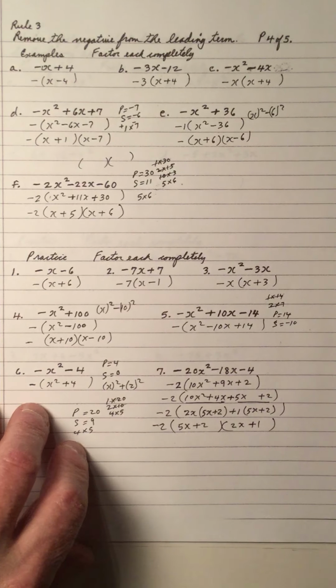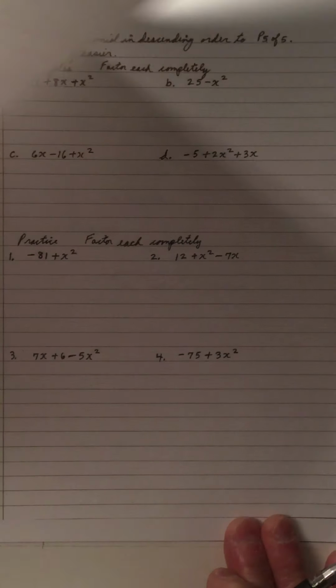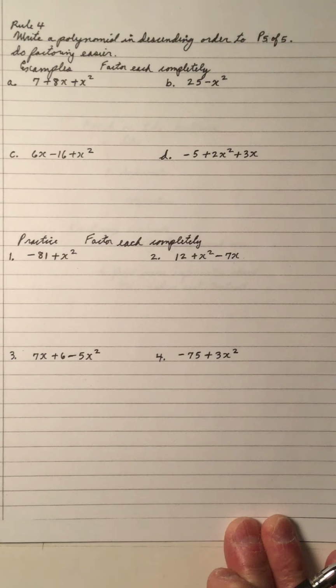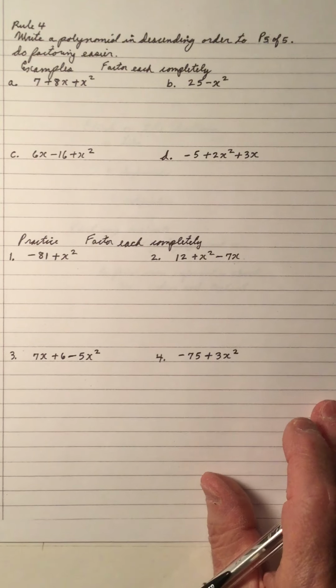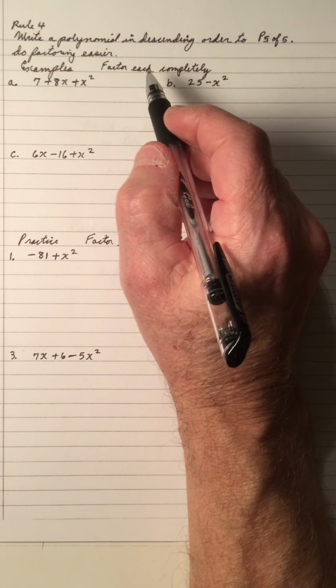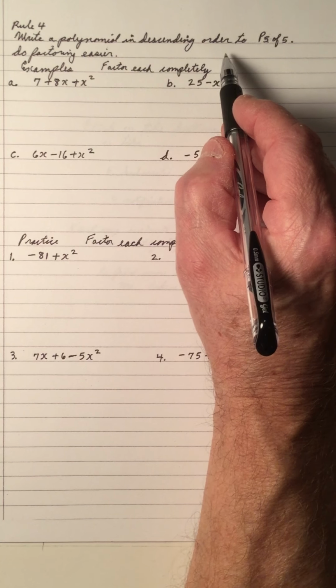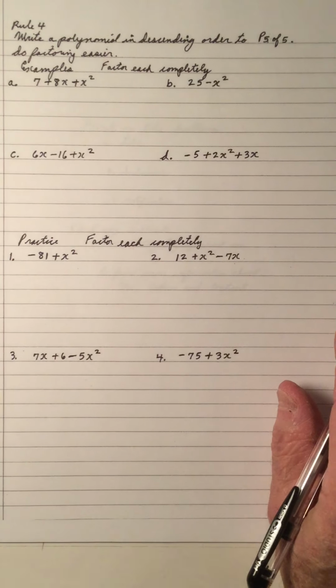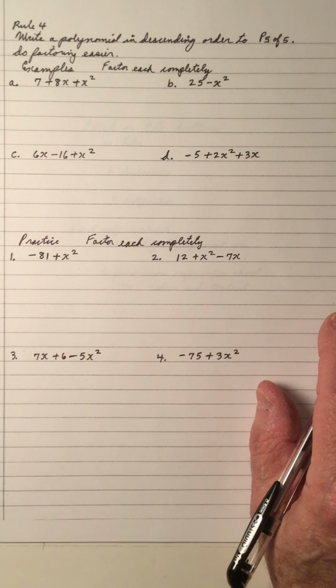If you find yourself having trouble with that, then go back and look at more examples on factoring to find a factor. It's very important to be able to factor, extremely important. And another rule that I obey is to write a polynomial in descending order to do the factoring. If it's not in descending order, then your factoring will be very hard to do.